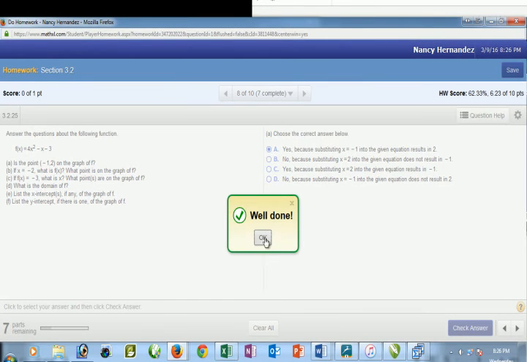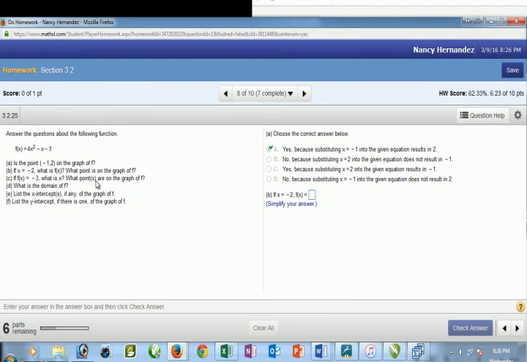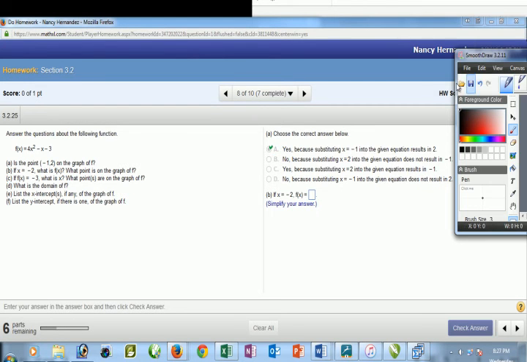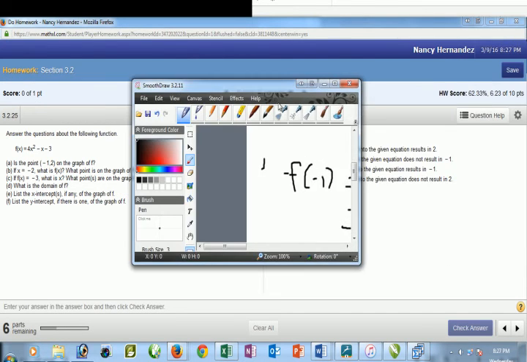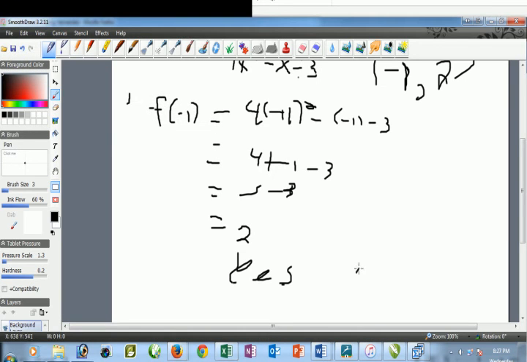Next question says, if x equals -2, what is f of x? Every time you see f of x, call that y. You're looking for the y. If x equals -2, you're going to plug in -2 for x. Okay? So, go back to the math. Bring it in again. We're going to put in a -2 for x.